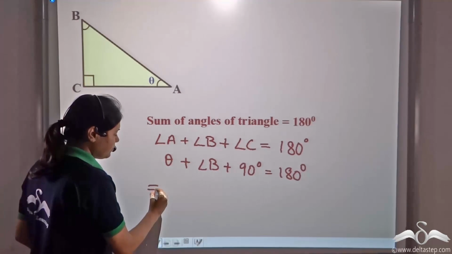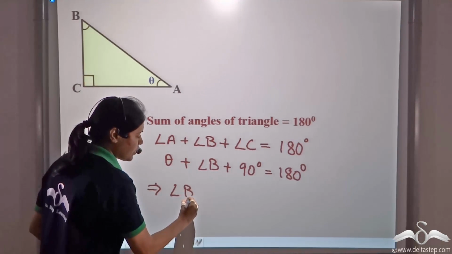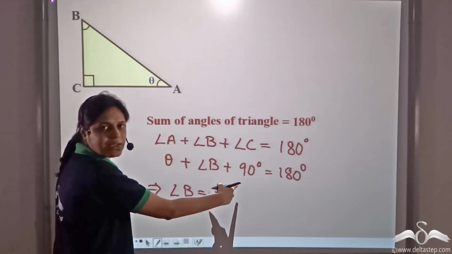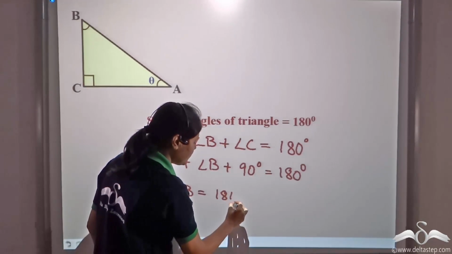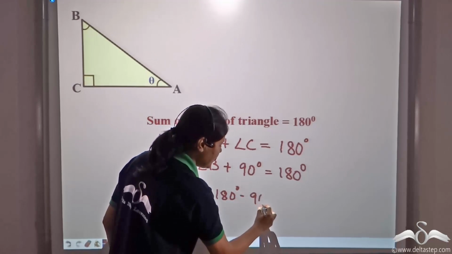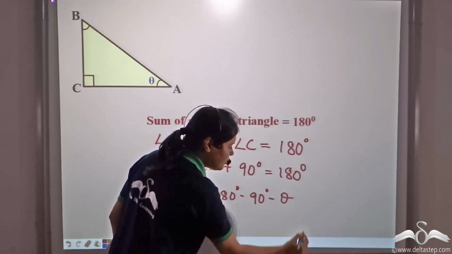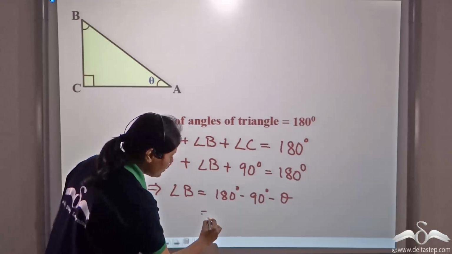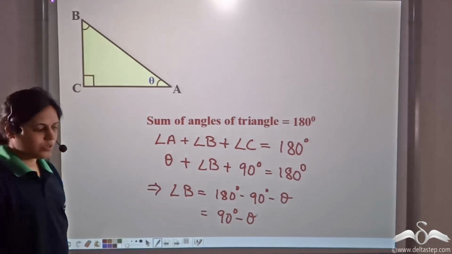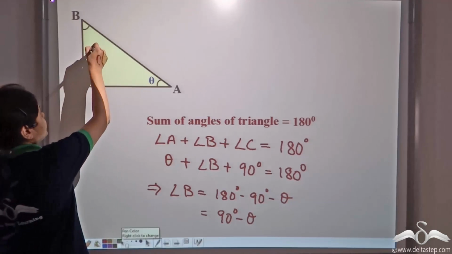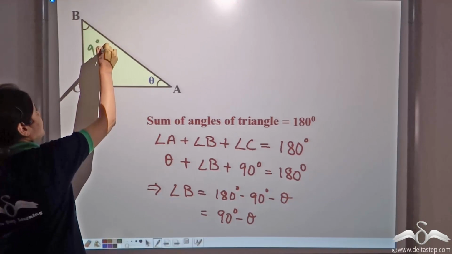So angle B is equal to 180 minus 90 minus theta. So 180 minus 90 minus theta, which is equal to 90 degrees minus theta. So angle B is equal to 90 degrees minus theta.